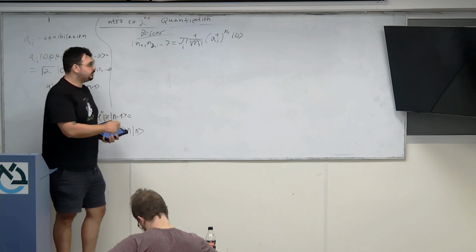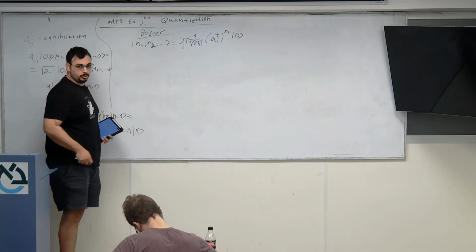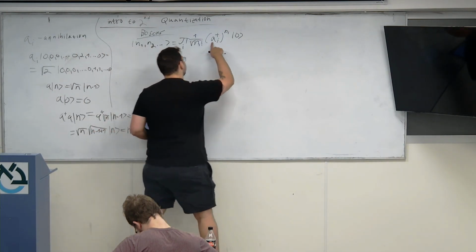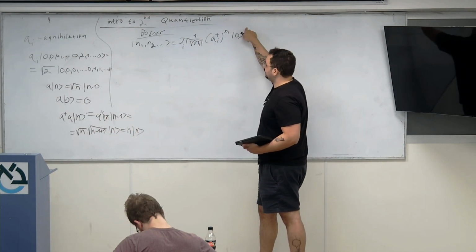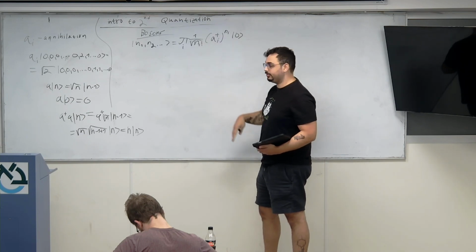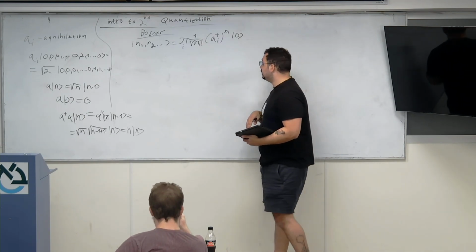If you don't believe me, try to open this up and see. Again, doing it once will create a times square root of 1, doing it a second time gives square root of 2, and so on and so forth. You can trust me, which is exactly what we saw.